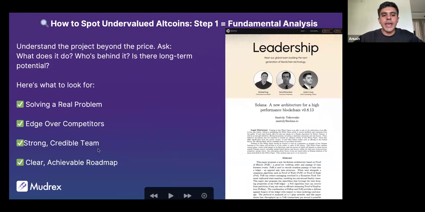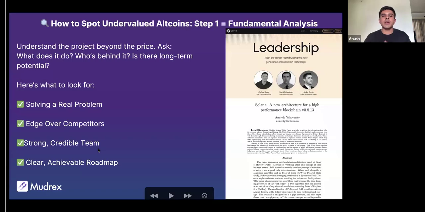All right, now let's actually get into the session's core points on how to find undervalued altcoins. After this section of the session, I will be going on to actually giving you the list of alts that you should be looking at this point in the market cycle.